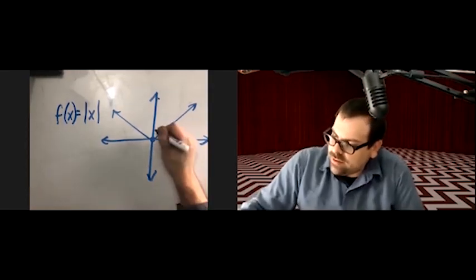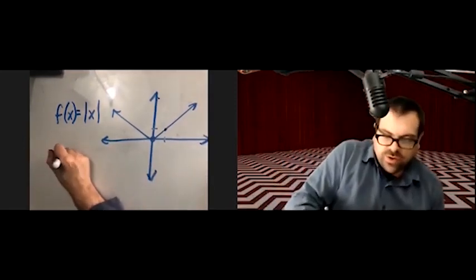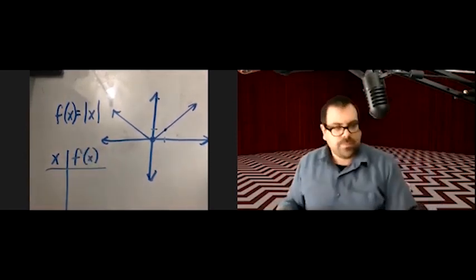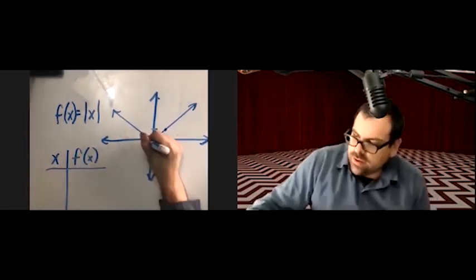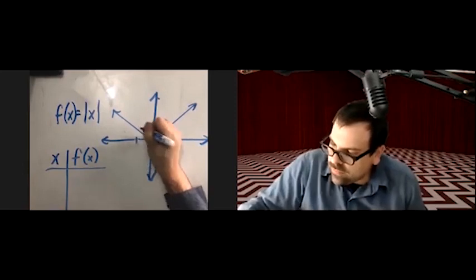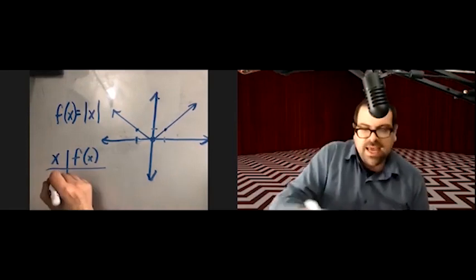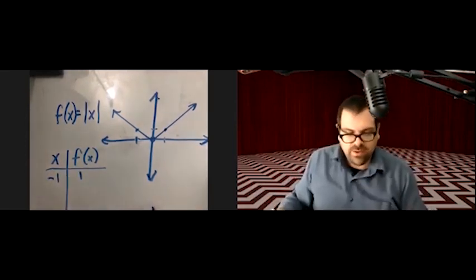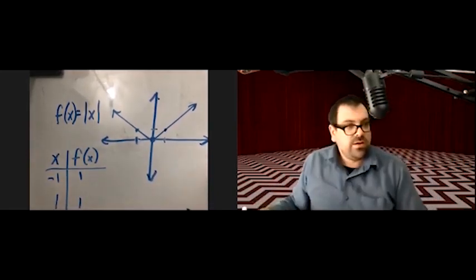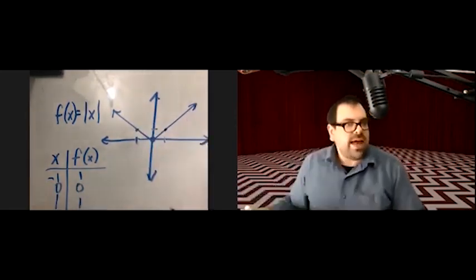And we got this shape by plugging values into a table, where if we put -1 in for x, we get 1 out for y, because the absolute value of -1 is 1. And if we put 1 in, the absolute value of 1 is 1. And if we put 0 in, the absolute value of 0 is 0. And we can get that graph.